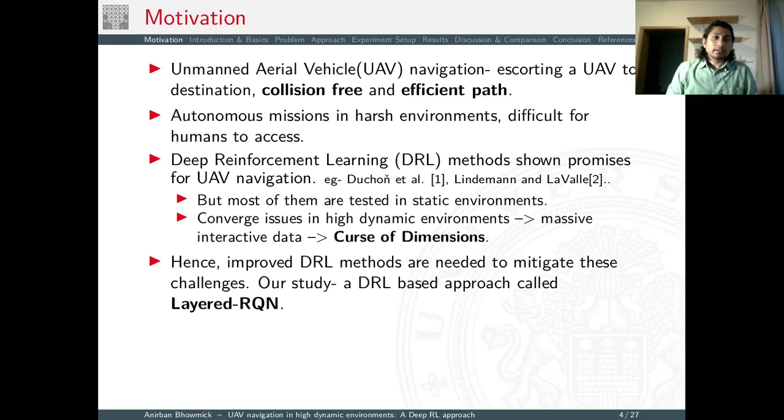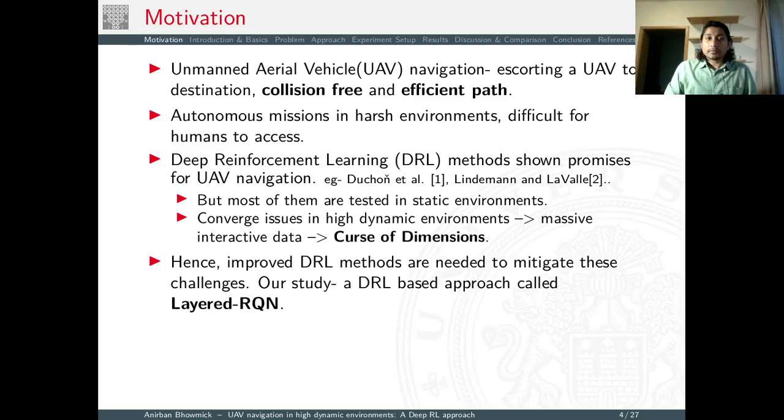Is it necessary? Yes. It is absolutely necessary for harsh environments where it is difficult for humans to access, which can lead to loss of life and also to the loss of precious time during search and rescue operations. Several deep reinforcement learning methods have been used for navigation, but most of them have been tested in static environments.